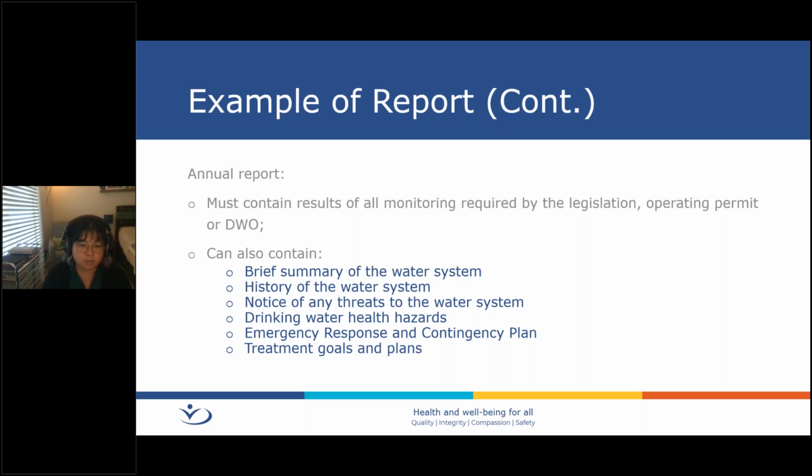It is also beneficial to users to include treatment goals if there is more treatment that needs to be installed and the plan moving forward. What is the plan? So these are just some examples of things that can be included in the annual report.